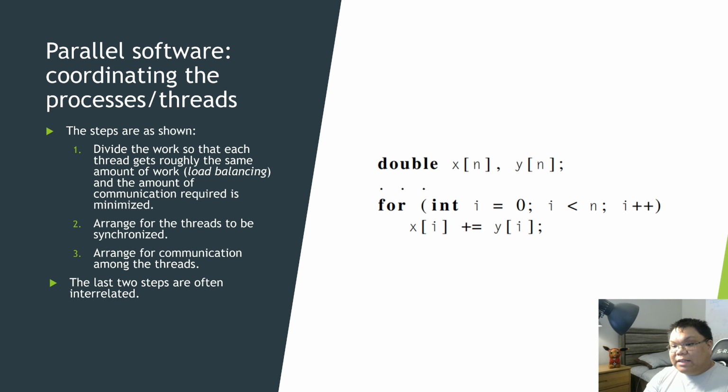So the steps are as shown. Step 1, divide the work so that each thread gets roughly the same amount of work. This is load balancing, and also to minimize the amount of communication required. Step 2 and Step 3 are often interrelated. Arrange for the threads to be synchronized, and then arrange for communication among the threads.